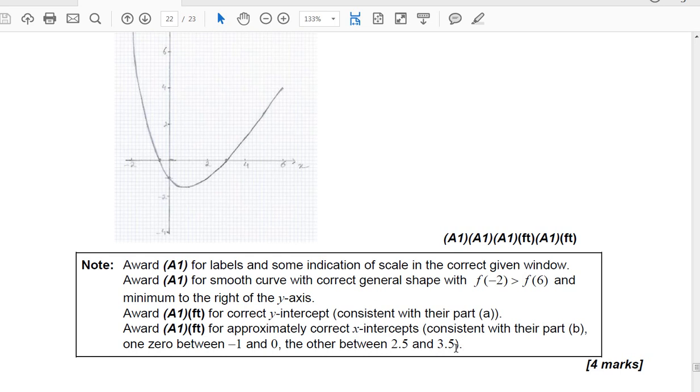One, 0 between negative 1 and 0. So basically, if you're somewhere in there, they gave you credit, and then the other one between 2.5 and 3.5. As long as you're in the neighborhood, they're giving you credit for that.